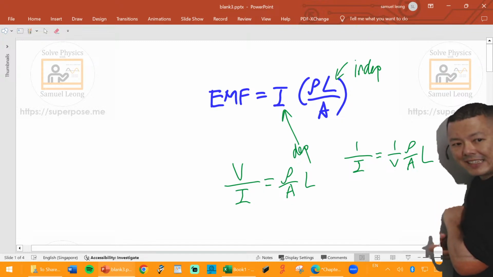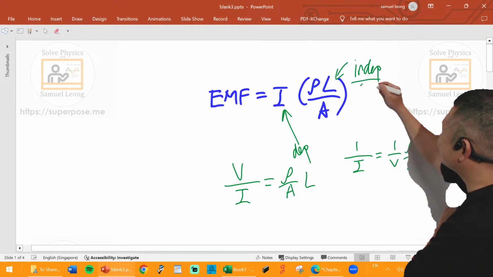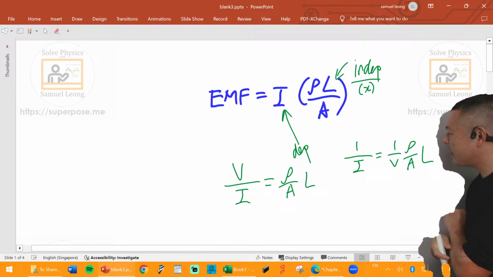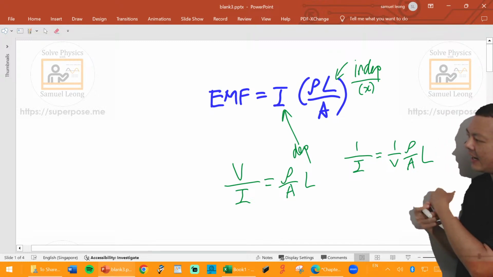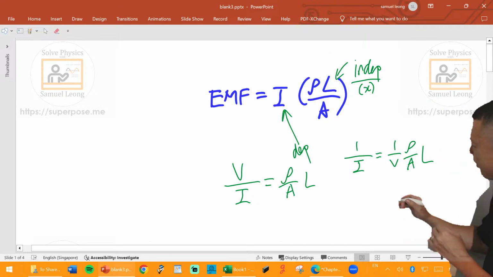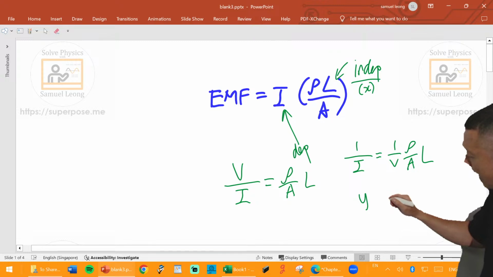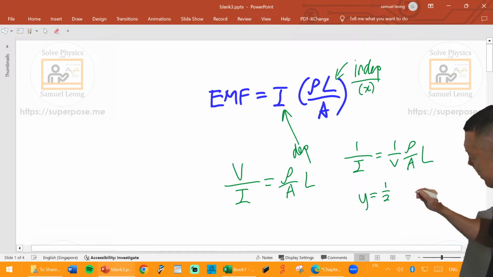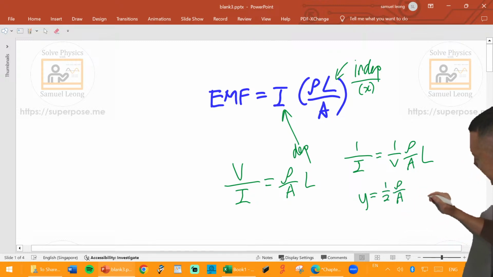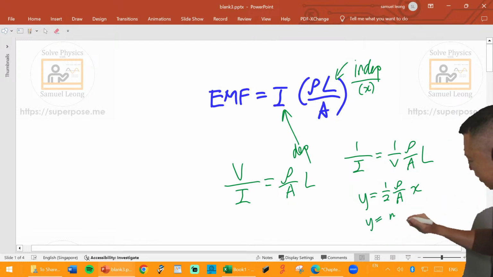It should be on the X axis. Yes, your independent variable is on the X axis. Okay? Independent variable should be on the X axis. And so in a way this is your Y axis. Okay? So if you look at it, you will realize that you will have y equals half rho over A times X. Kind of like y equals mx, right?